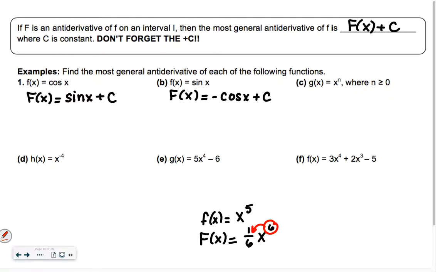Does that make sense? We know that if we had y equals 1/6 x to the 6th, its derivative is 1/6 times 6, so 1 x to the 5th. Okay, so what's our rule? So if I have x to the n like this, yeah, it's going to be 1 over, not just n, 1 over n plus 1, right?